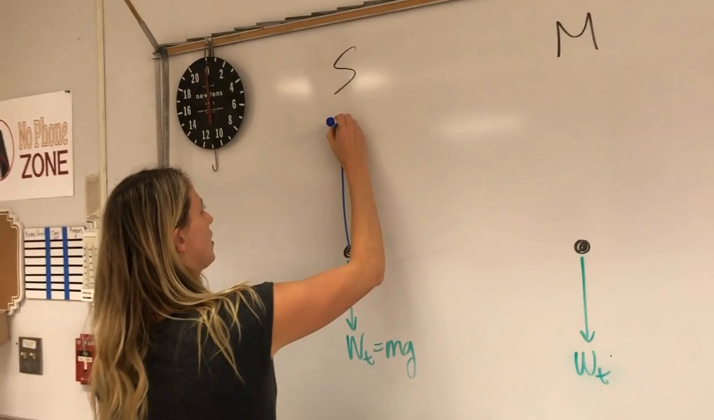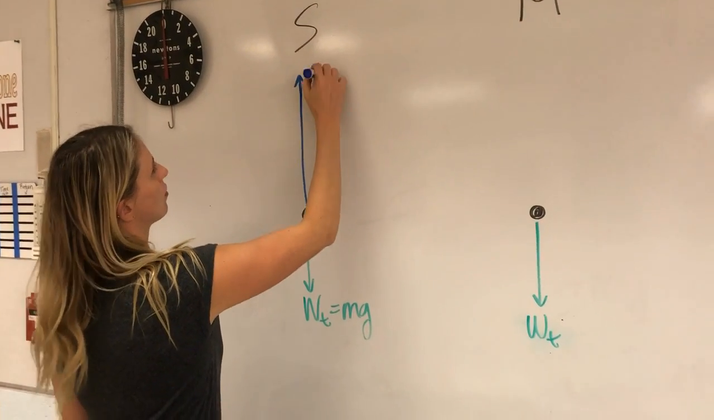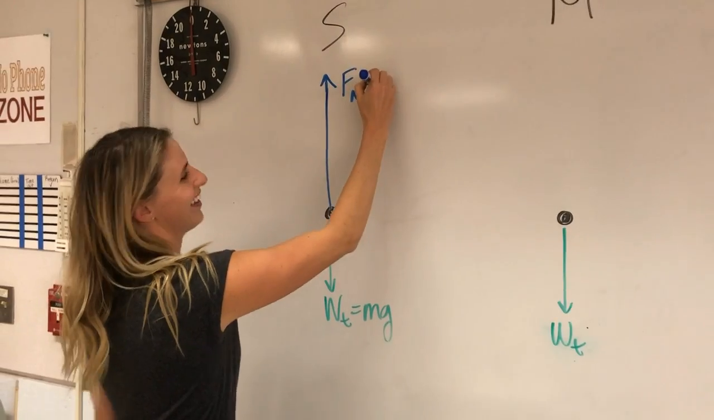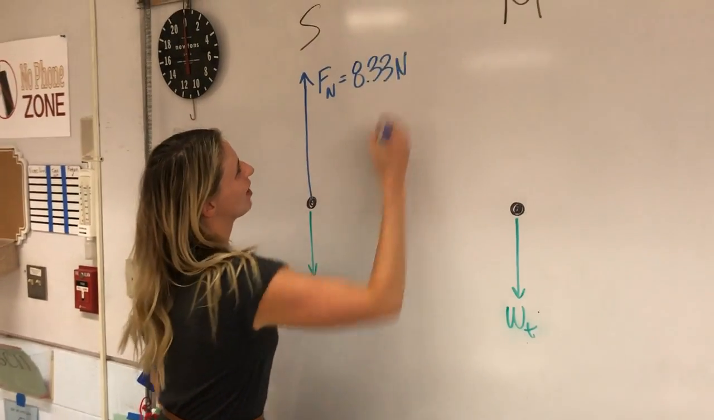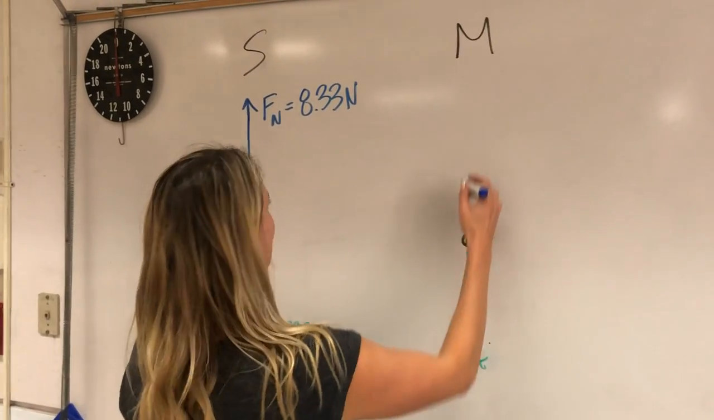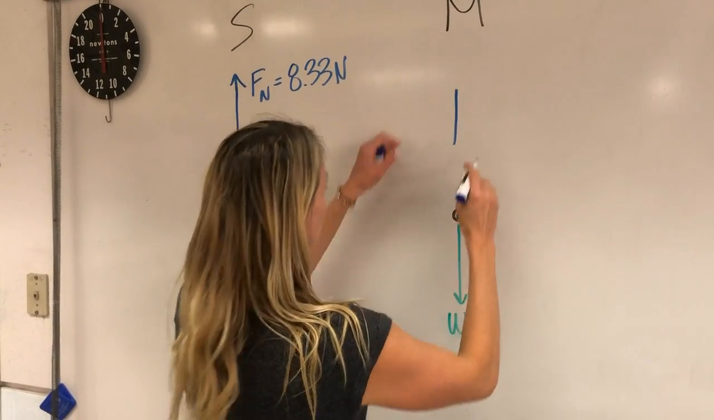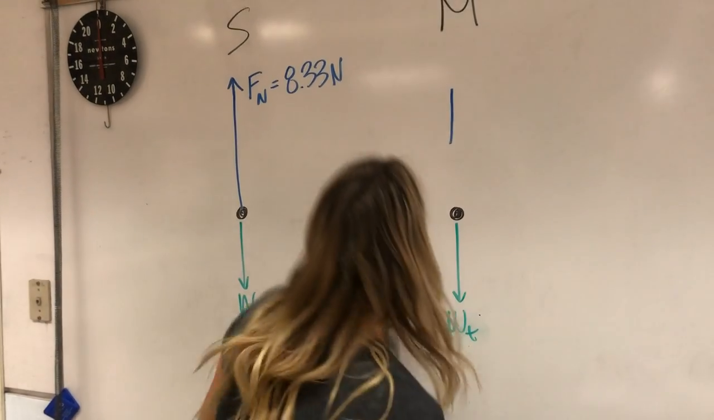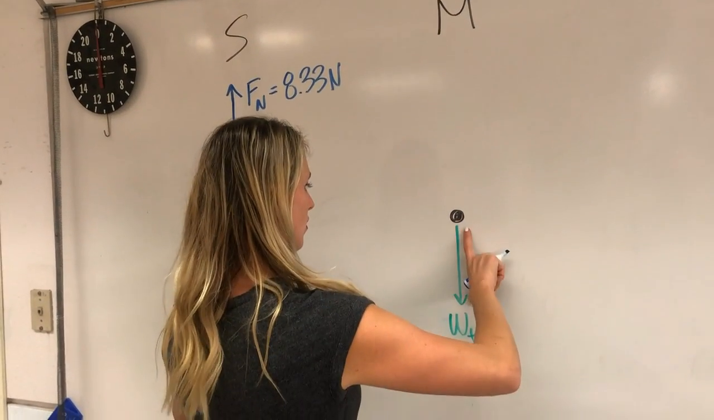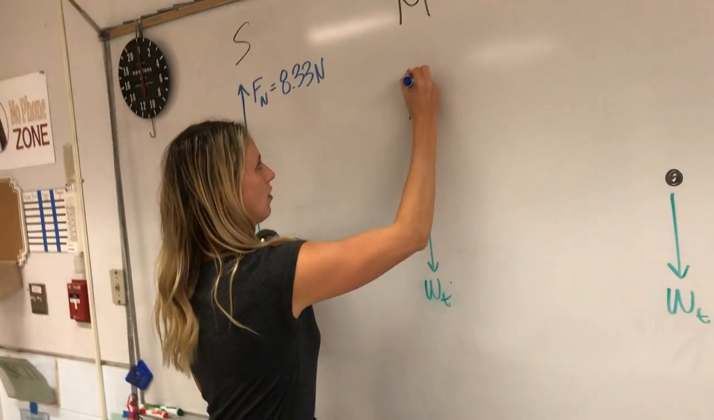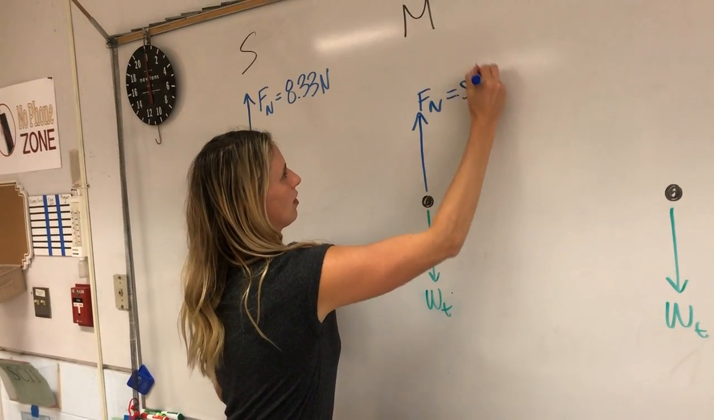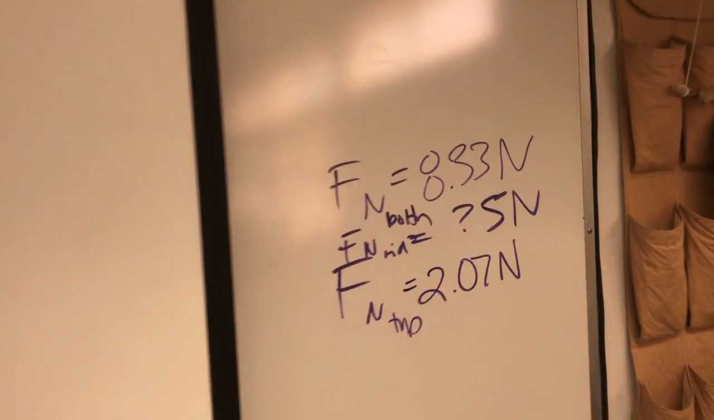What do you notice about this arrow? It's blue. At the middle, draw to scale. We said that was about 5, right? And at the end, it was 2.07.